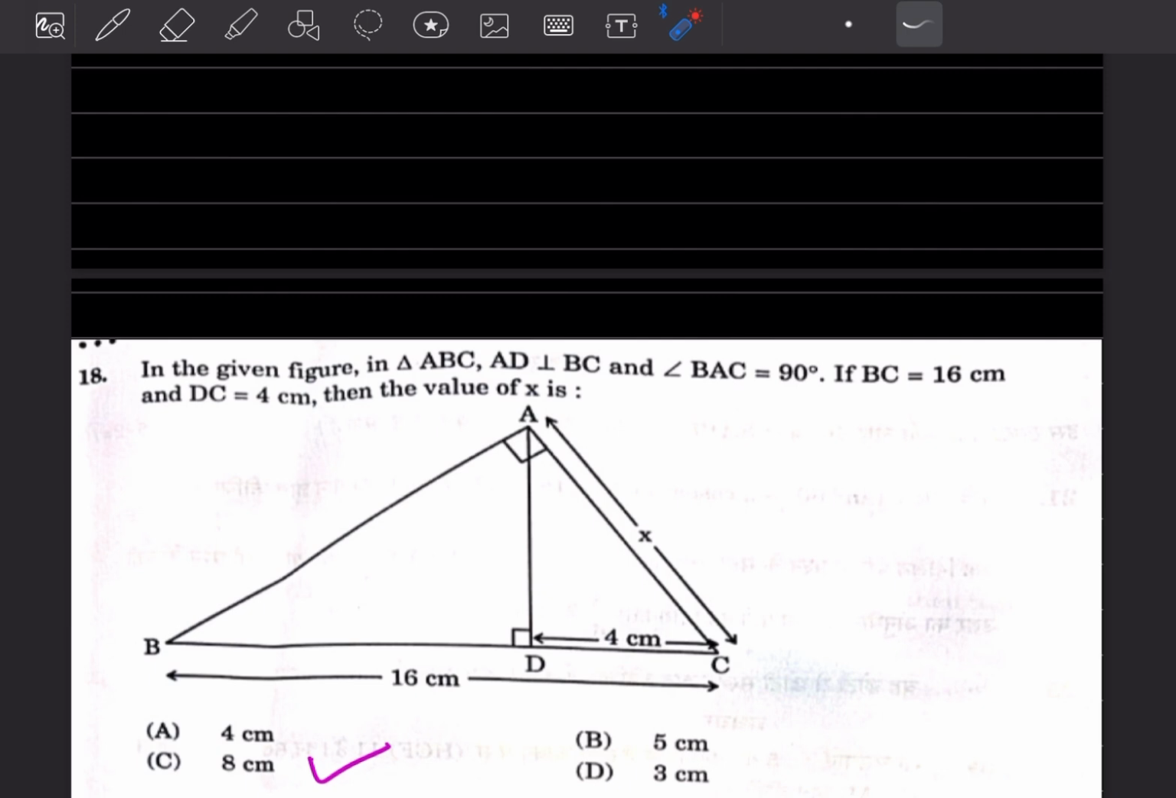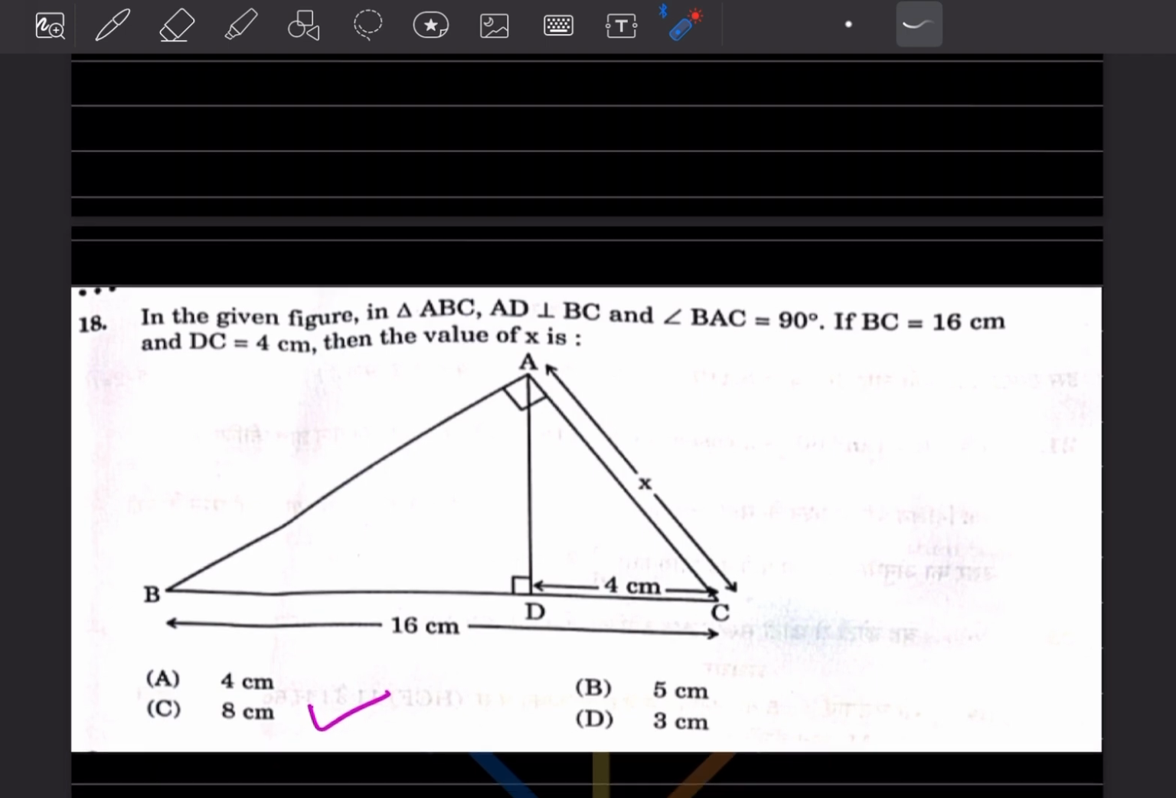So we'll do question number 18. In the given figure, in triangle ABC, AD is perpendicular to BC, and angle BAC is equal to 90 degrees. If BC is 16 centimeters and DC is 4 centimeters, then you have to find the value of x.